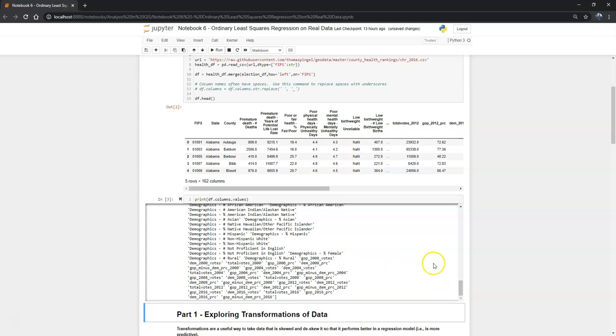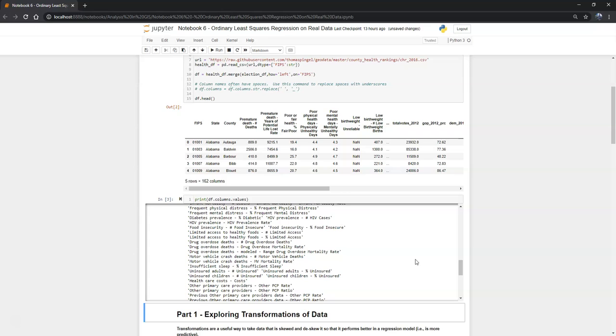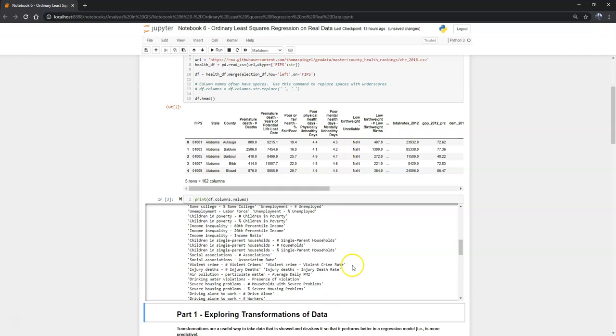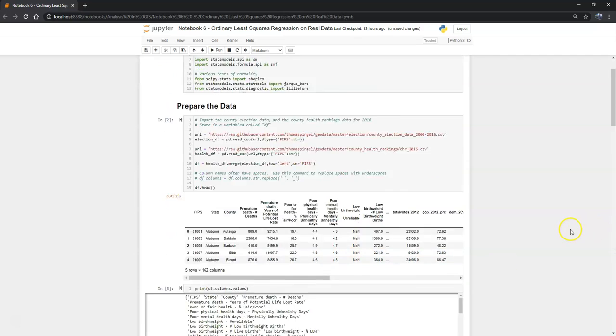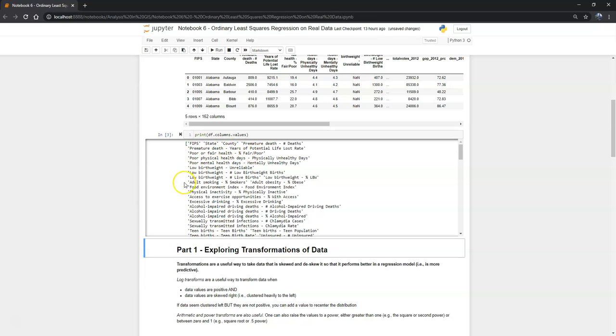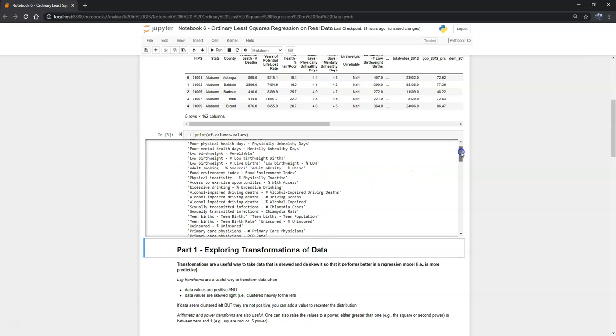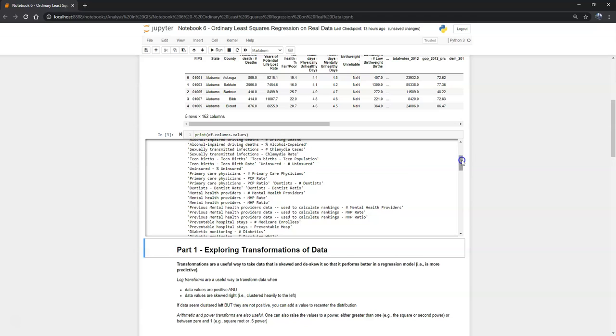Now, the objective of this notebook is to build a predictive model to try to guess the election results by county based on any of these parameters. All right. So again, you've looked through these, but refresh your memory. There's a lot of stuff in here. All of these, I'm sure you could make a mental case of why might this be related to the election results?